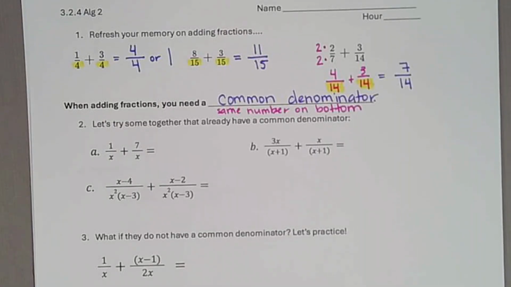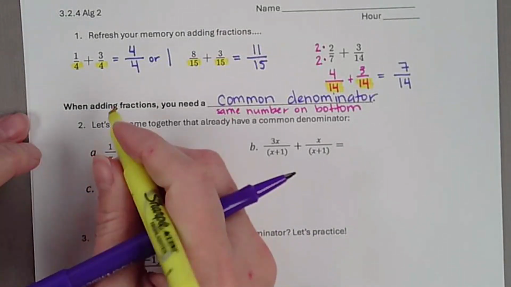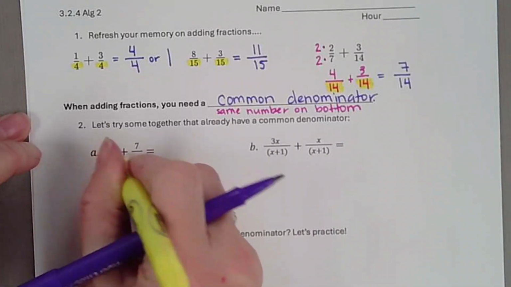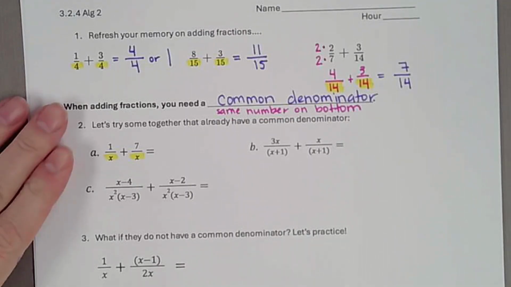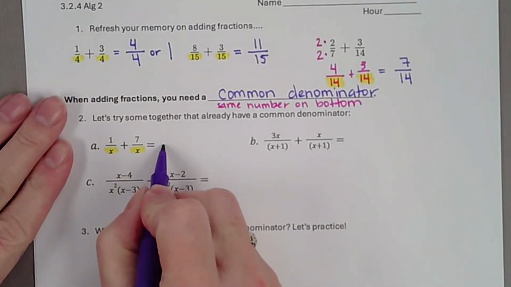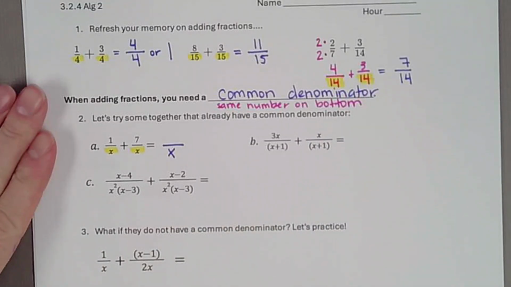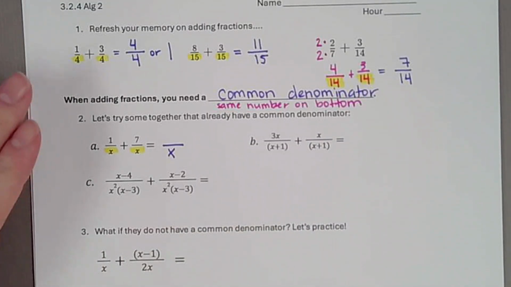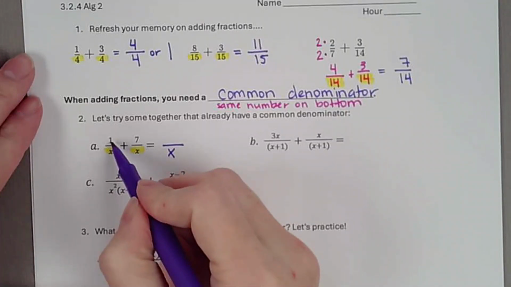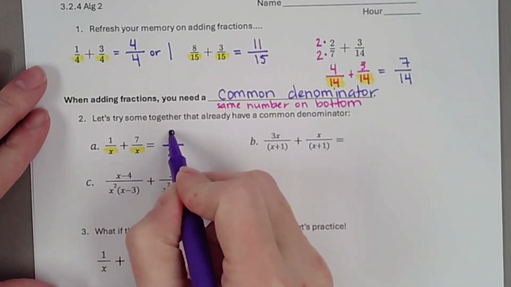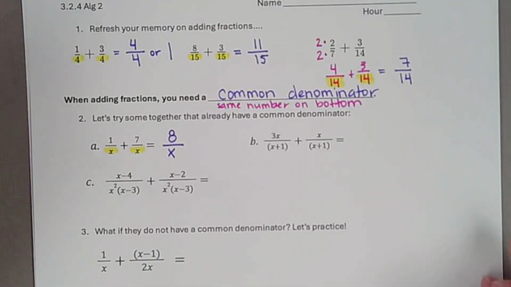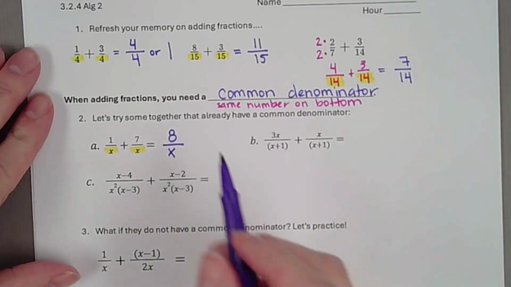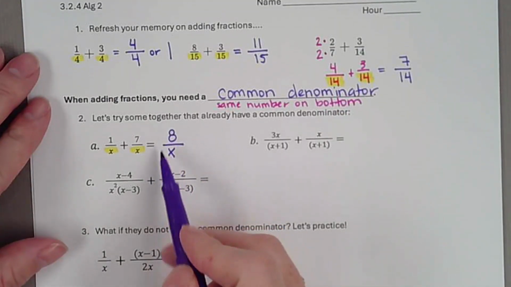I'm looking for a common denominator. So right here I have an x, right here I have another x. The denominators are the same. So just like I did up here, my denominator is going to stay the same, but I'm going to combine things on the top. So I have a 1 plus a 7, that makes the number 8. I can't cross anything out, so that's where I'm going to keep my answer. My answer is 8 over x.